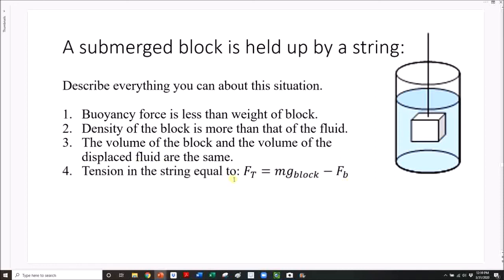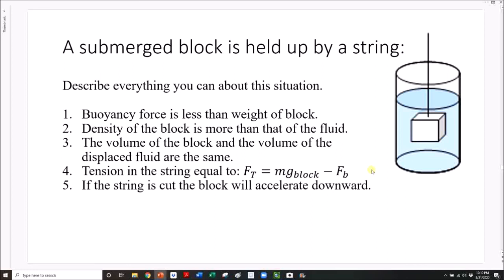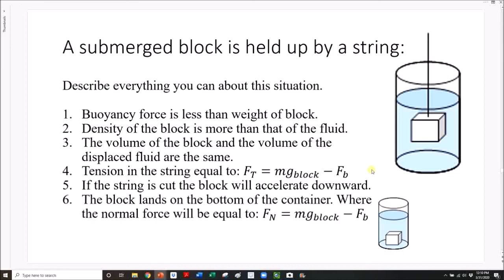The tension in the string up plus the buoyancy force up must equal the gravity force down, or the tension in the string is equal to the weight of the block minus the buoyancy force up. Did you write down that if the string is cut, that the block will accelerate downward, F equals ma? And finally, the block lands on the bottom of the container. When it gets to the bottom of the container, there's no more tension, but it's still in equilibrium. So this normal force upward is now equal to what the tension force was, because it stopped it from moving down any further. That's it.